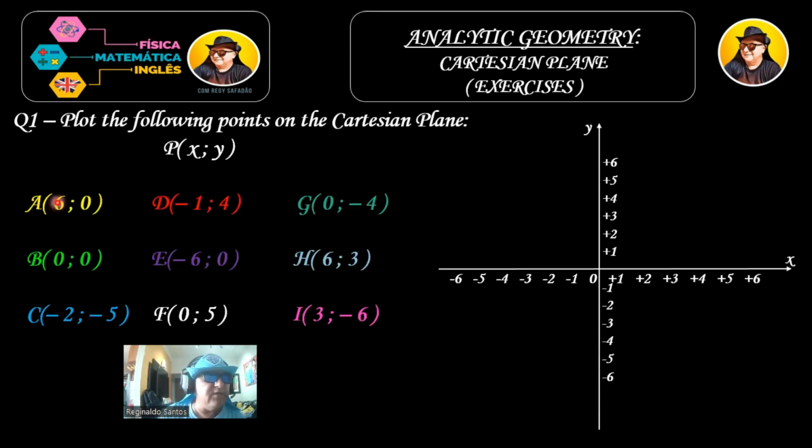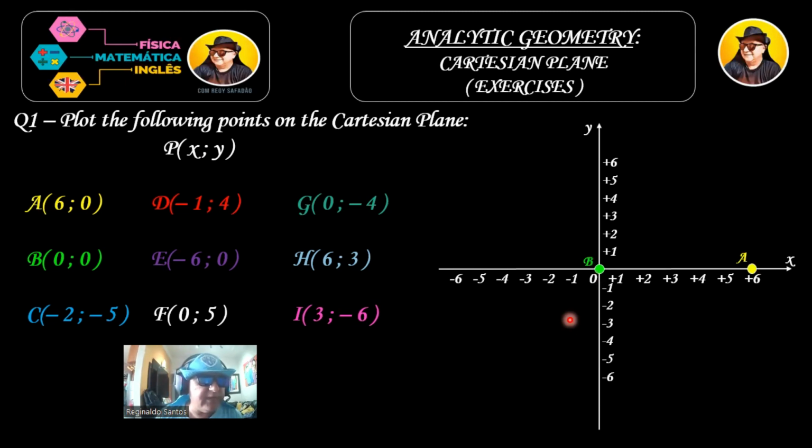Point A is 6 and 0. Okay, so x is 6 and y is 0. So let's plot it. It's going to be right here. Yes, that it is. So that yellow point is point A. Okay, let's see point B. Well, point B is 0, 0, so this is the origin. It is right here, because x is 0 and y is 0 as well. The green point is B.